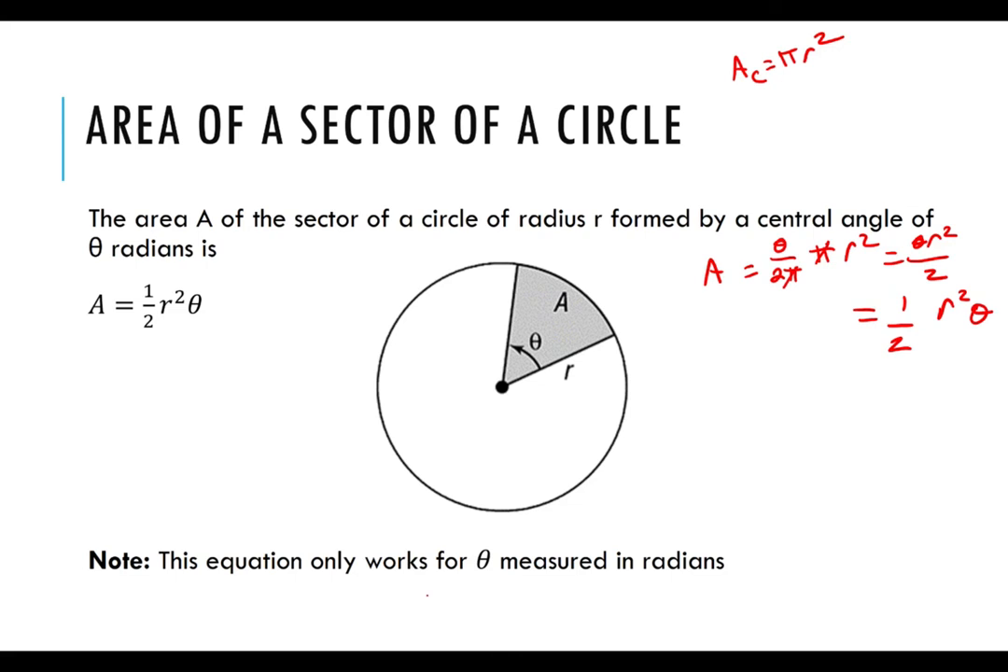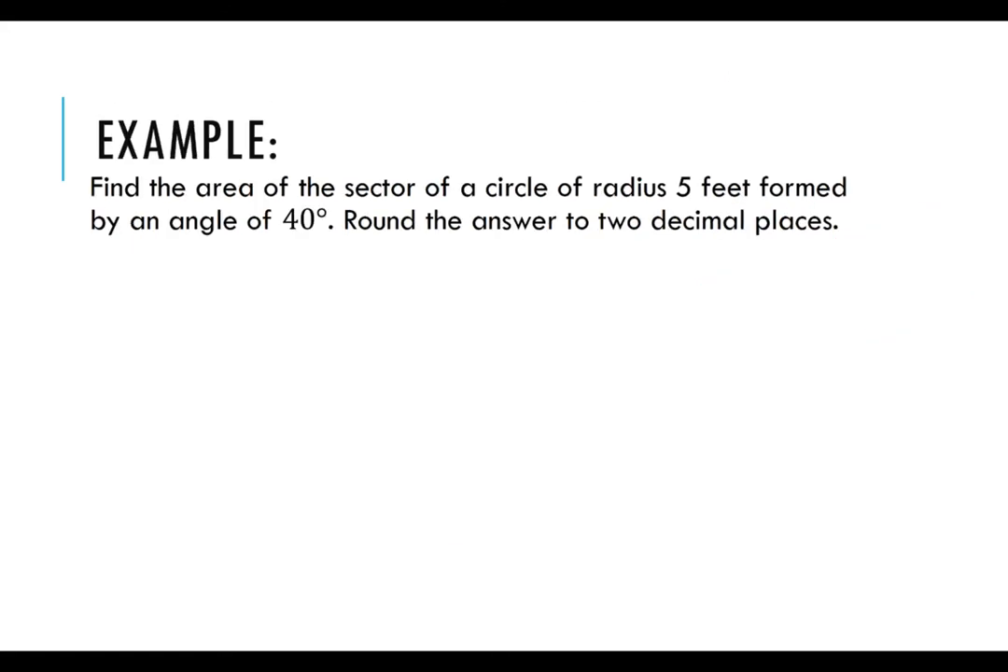Now, notice that this thing only works when theta is measured in radians. And so often enough, we have to watch out, and we're going to need to be working in radians. So let's find the area of the sector of a circle with radius 5 feet formed by an angle of 40 degrees. So if it helps us, let's draw a picture to start. I have this circle. Let's do standard position. We're going to rotate 40 degrees. So this is a 40-degree angle. And then we want to find this region, A.